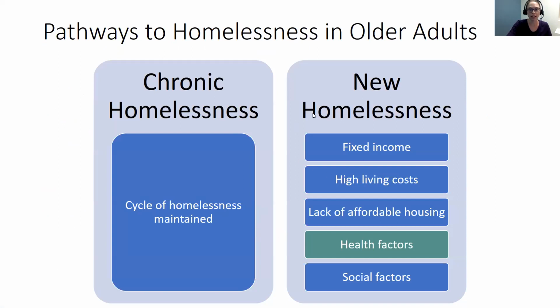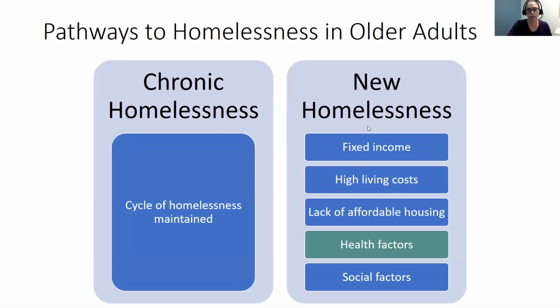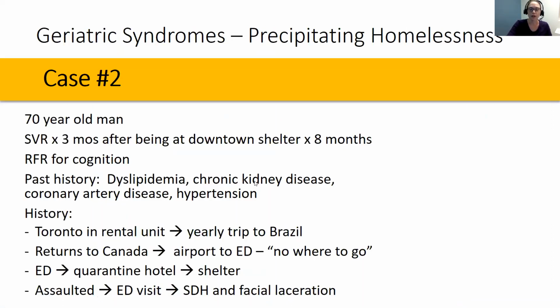And I want to highlight that this is in our chronically homeless older adults, but also in our newly homeless older adults: geriatric syndromes can be some of the health factors that may precipitate them into new homelessness. And I'd like to take you through a couple of cases that illustrate this.